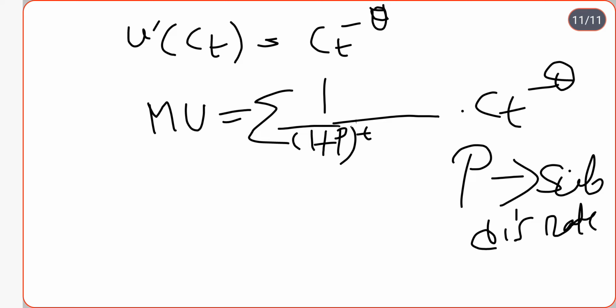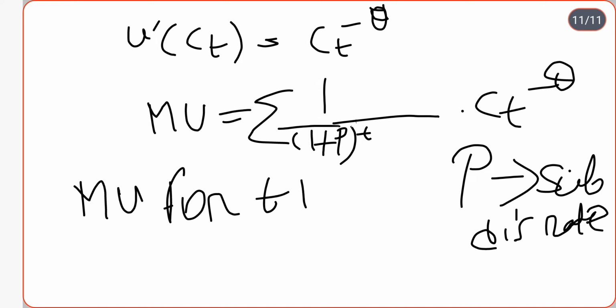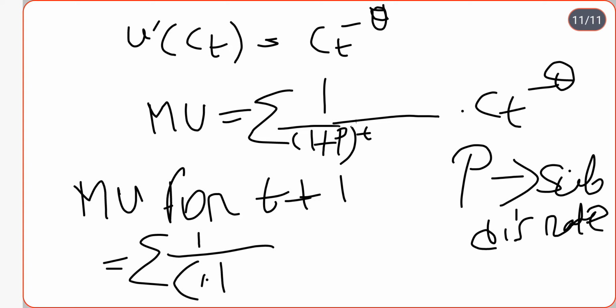Now similarly, if we go to the next approach, this is the marginal utility of t period. Now what will be the marginal utility for t plus 1 period? I will just substitute this function, in the place of t I will just write t plus 1, then it will become the marginal utility of t plus 1 period. So what is marginal utility of t plus 1 period?